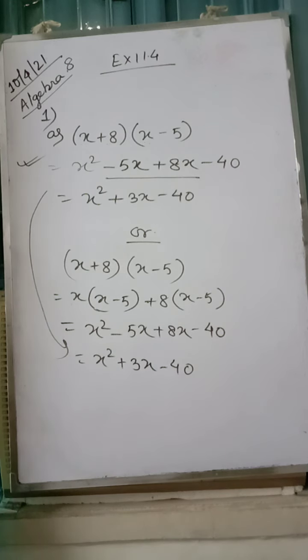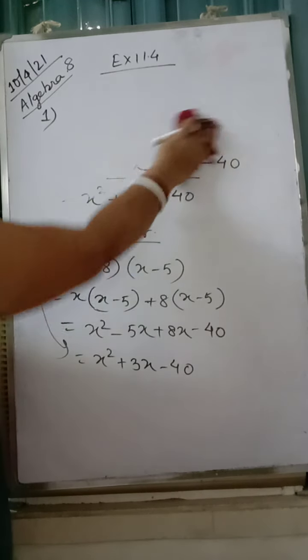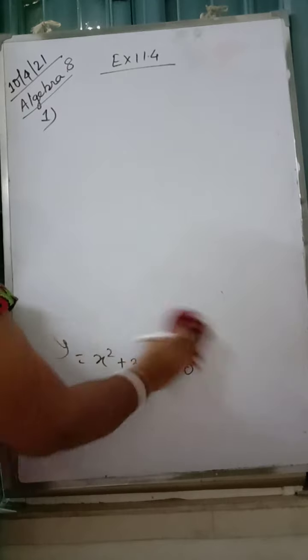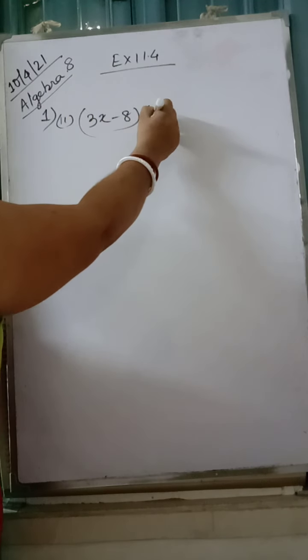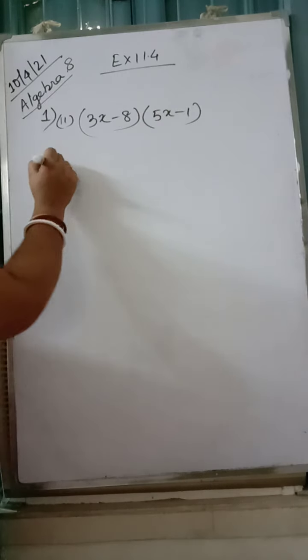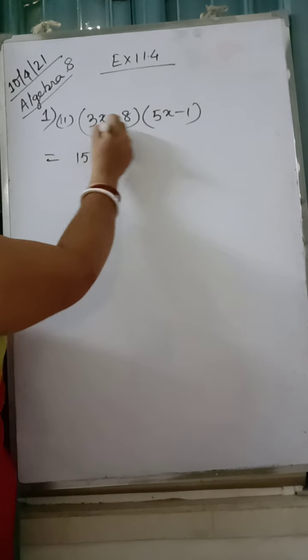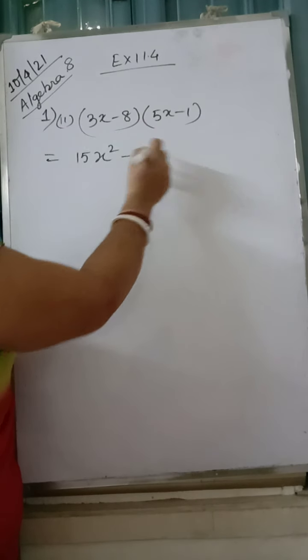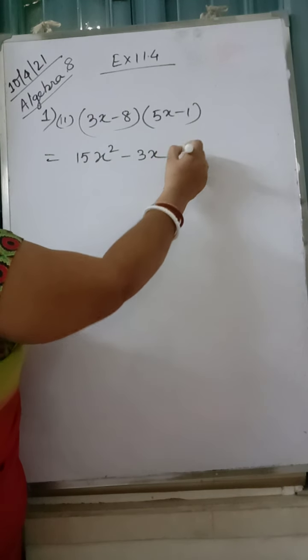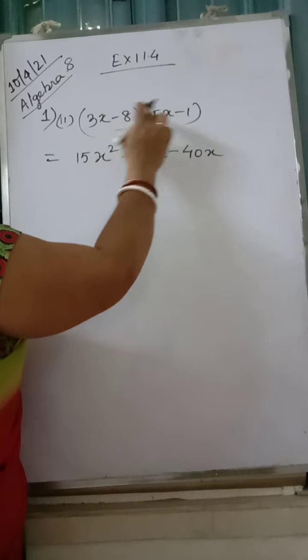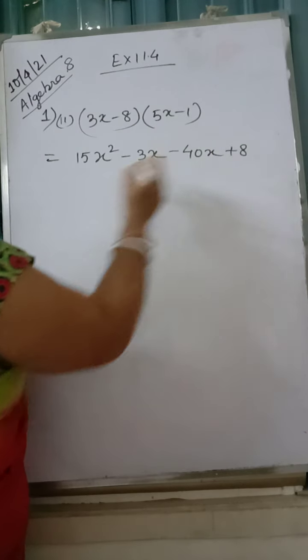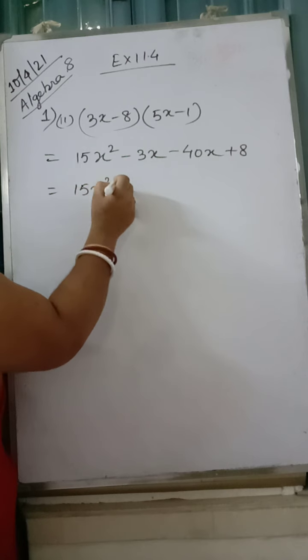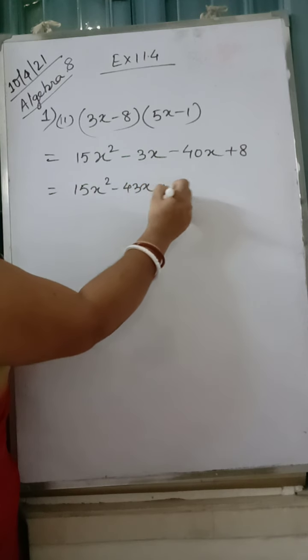Let us see number 2. It is given (3x - 8) multiplied with (5x - 1). So 3 5s are 15, x into x, x square. Now 3x into minus 1 gives you minus 3x. Now minus 8 into 5x, minus 8 5s are 40x; minus 8 into minus 1, minus minus plus 8. So 15x square minus 43x plus 8.